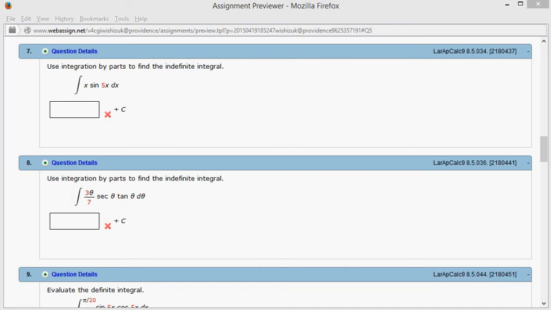Alright, let's look at the homework 8.5-10.1, problem number 7. Alright, so let's use integration by parts to evaluate this integral.